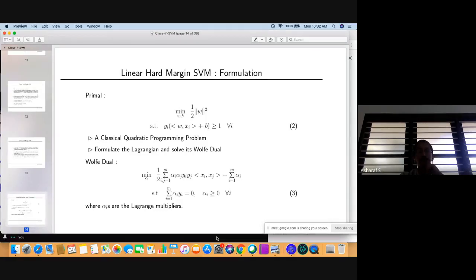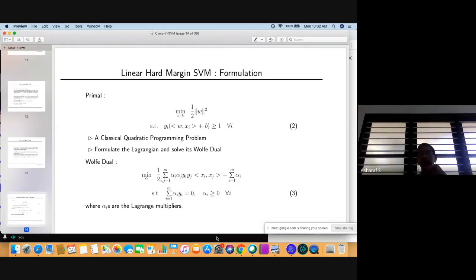Instead of writing it as a maximization problem, for convenience, SVM represents it as a minimization problem. 2 by norm W needs to be maximized. How do I maximize 2 by norm W? I can maximize 2 by norm W only by minimizing norm W. So the problem can be written as minimize over W, b norm W such that yi into W transpose x plus b is greater than or equal to 1. Correct classification for all i.